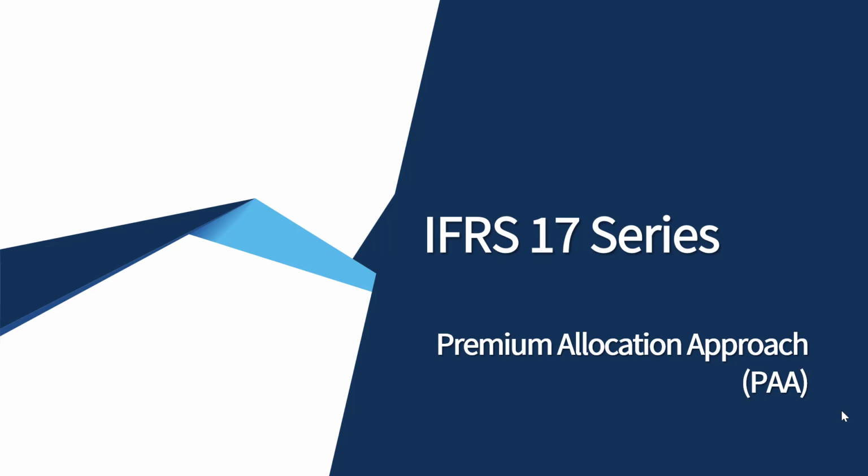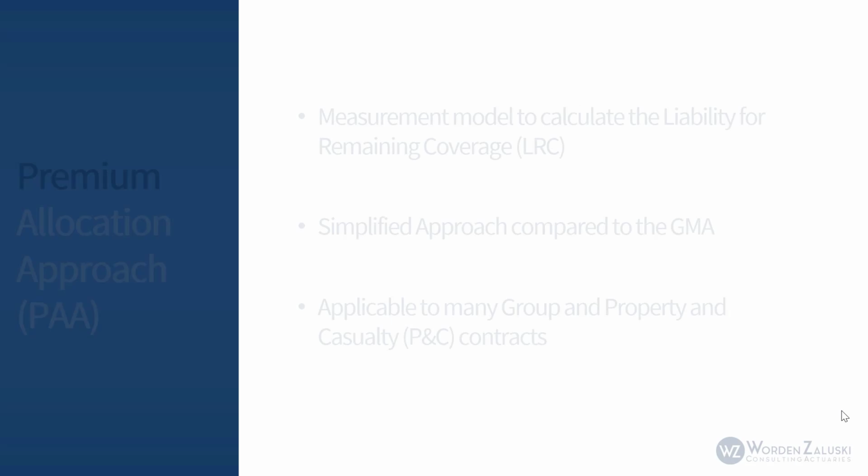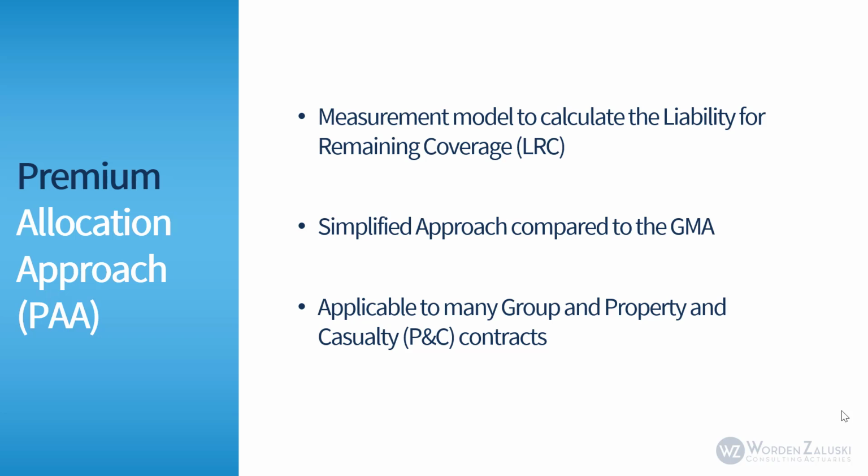In this video, we will cover the Premium Allocation Approach, or PAA. The Premium Allocation Approach is a measurement model to calculate the liability for remaining coverage, or LRC, and it's a simplified approach compared to the GMA, or General Measurement Approach. It's applicable to many group and property and casualty contracts.